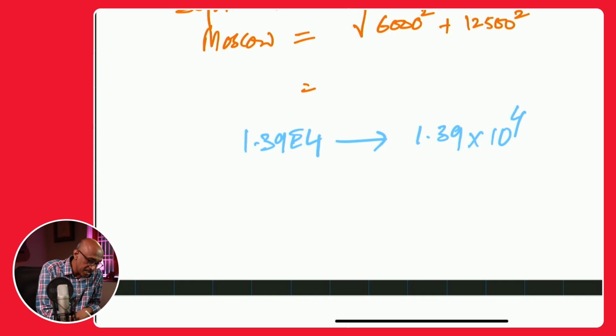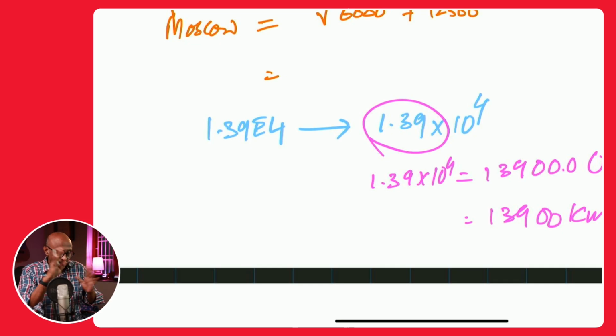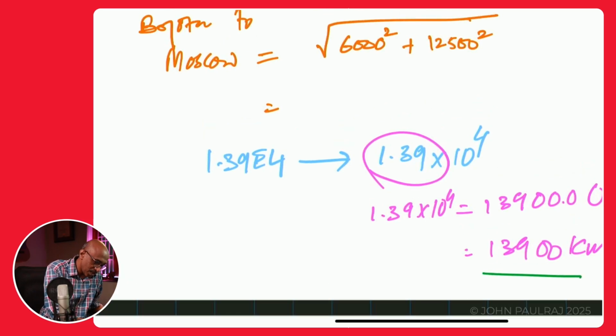Now how do you translate this? 1.39 times 10 to the power of 4 is basically 139, 1, 2, 3, 4, and you put the zeros there, so it's basically 13900 kilometers, okay? Just to help you see that, 139 and then 2 zeros, and obviously because of the 3 significant figures, you can round it off to 13,900 kilometers. Okay, so that is what we're going to write down here, 13,900 kilometers. Hope that made sense.